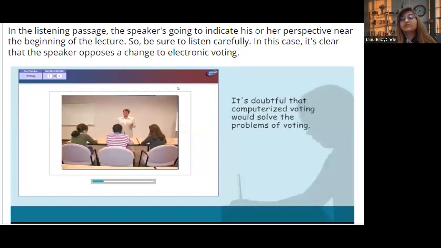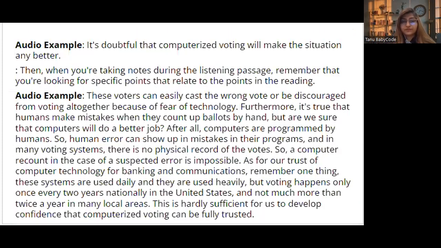Now here the speaker is going to indicate his or her perspective near the beginning of the lecture only, so be careful that you listen carefully. In this case, it's clear that the speaker opposes the change to electronic voting. See, he clearly mentioned it's doubtful that computerized voting would solve the problems of voting. So when you start hearing, listen from the beginning of the lecture. This is an audio transcript. You can read the audio transcript also.